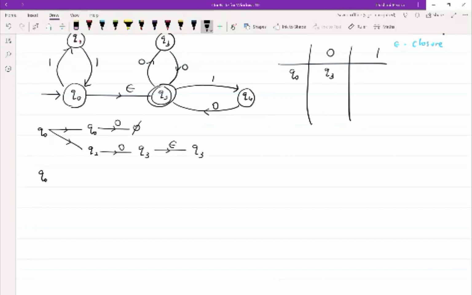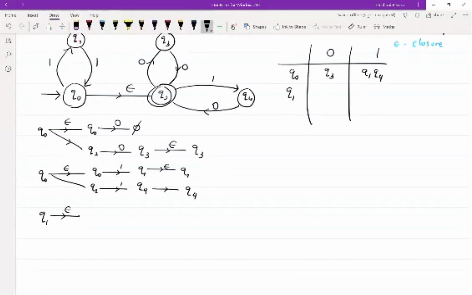Then do the same for the input 1. Where do we go on 1? I come to Q1. Here when I'm at Q2, I come to Q4. So what's the e-closure? It's just the state itself. So here I go to Q1, Q4. So Q0 is done. Now let's come to Q1.